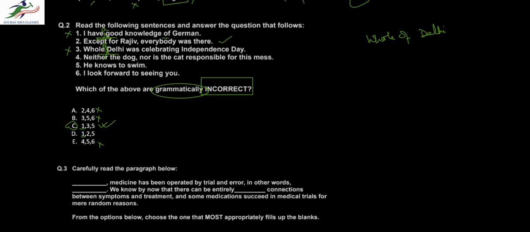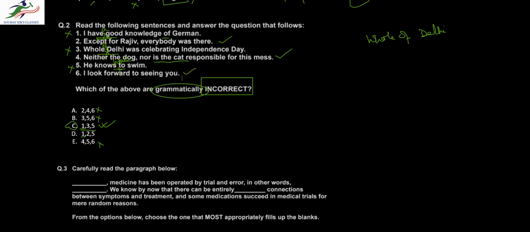And we can check the others. Neither the dog nor the cat is responsible for this mess. This is correct. No issues there. He knows to swim. How is missing? Not he knows to swim. He knows how to swim. So number 5 is also incorrect. So therefore C is the correct option. And the last sentence, I look forward to seeing you, is perfectly correct.